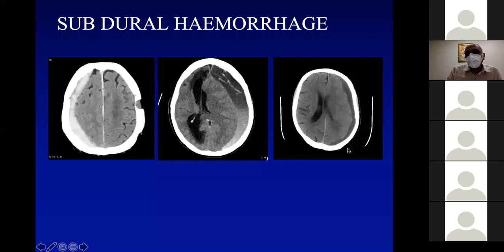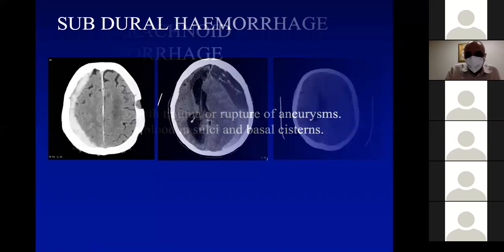And on another image, you can again see this is all chronic subdural collection or subdural chronic hemorrhage, and it has all gone dark because of the chronicity.